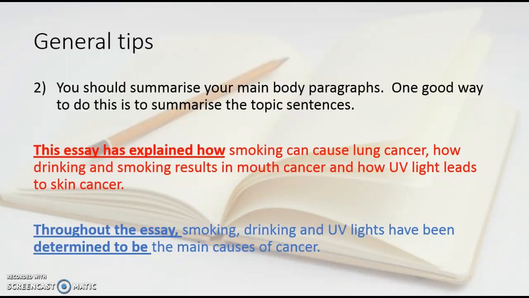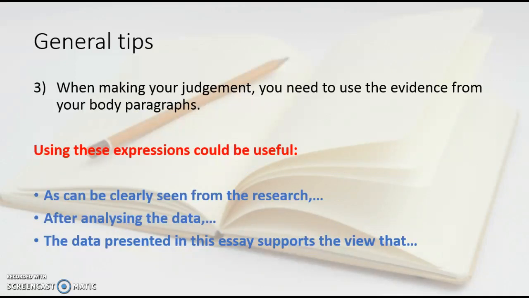Another way of writing this could be, throughout the essay, comma, smoking, drinking, and UV lights have been determined to be the main causes of cancer. So here, again, I've summarized the topic sentences, and I've linked it specifically back to the research question. Now, if we remember, all throughout this series, my research question has been, to what extent does smoking cause cancer? And all of the examples have been about this. Now, hopefully we can see that I've summarized here the main causes, and they're directly linked to the question. This leads me on to the final part of my conclusion, which is then going to make a judgment.